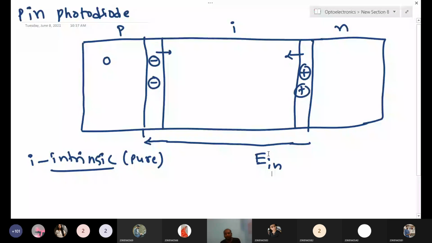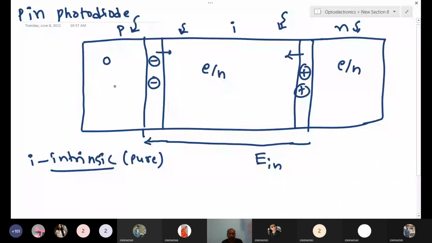By inserting the I layer, we are creating more active area. Suppose you shine light here, similarly to the last discussion. Here also we are shining the light, the photodetector function. When you shine the light, electron-hole pairs are created in the bulk region, and also in the intrinsic region. In this P region also electron-hole pairs are created.